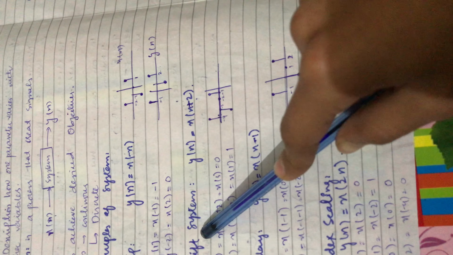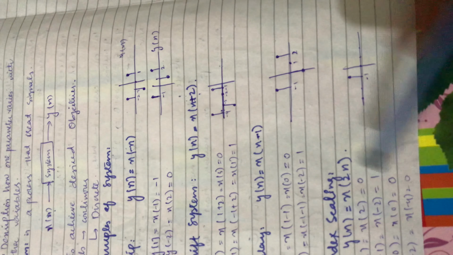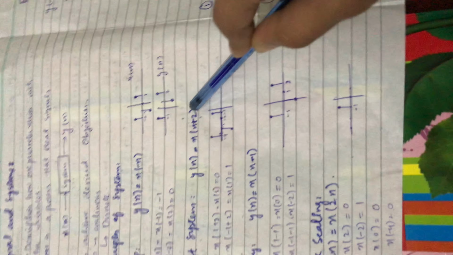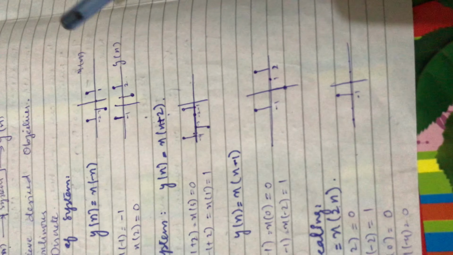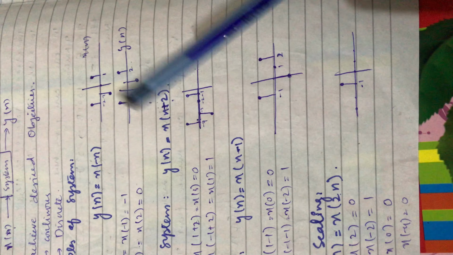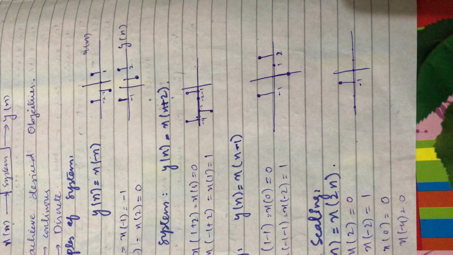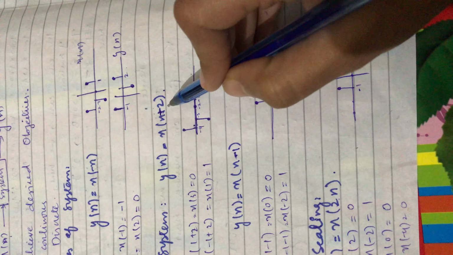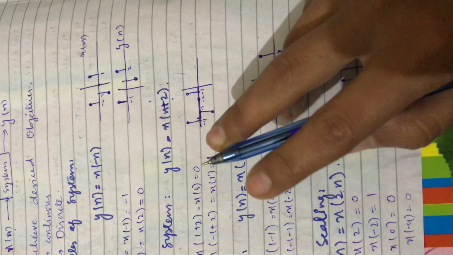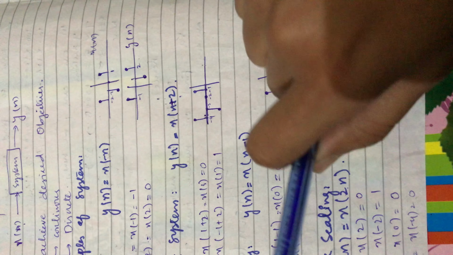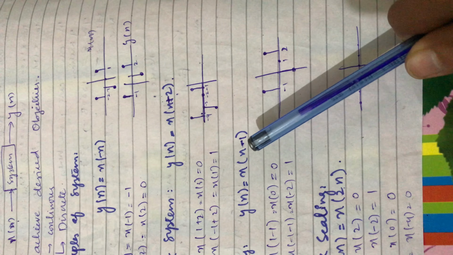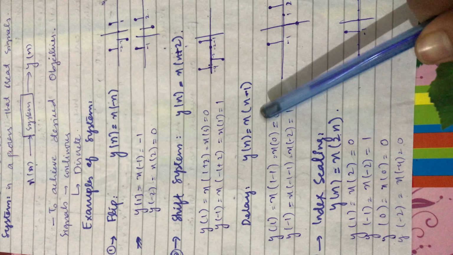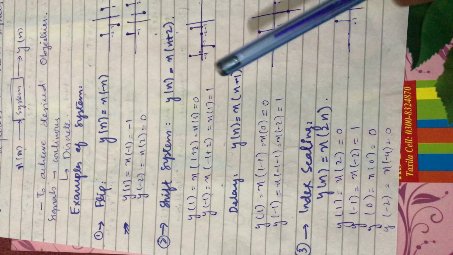In the second case, the shift system, this is the system equation, and when we give some signal to this system, it will shift our signal to the right or left. If there is a plus sign, for example n+2, it will shift our signal 2 steps to the left, and if there is n-1, it will shift our signal 1 step to the right. It gives us a delayed signal.